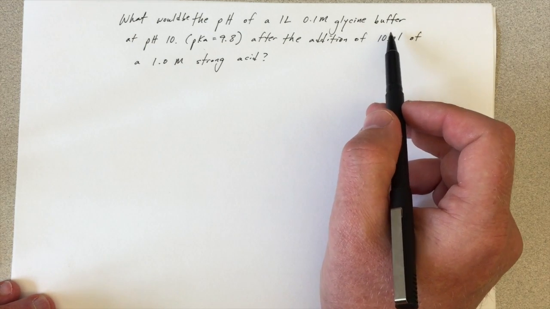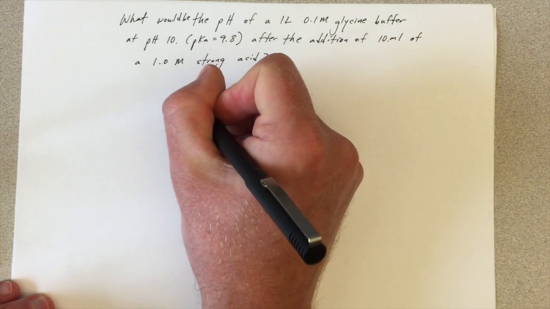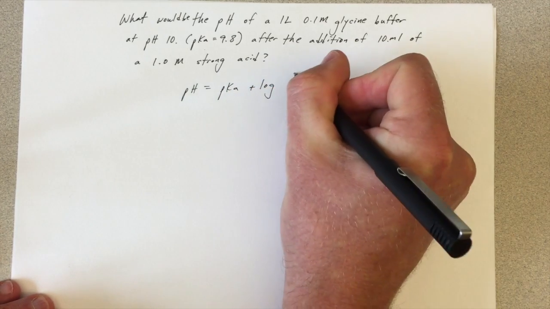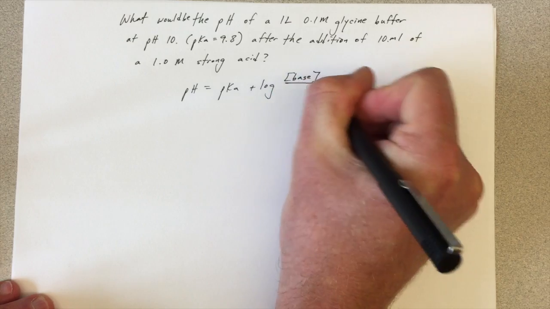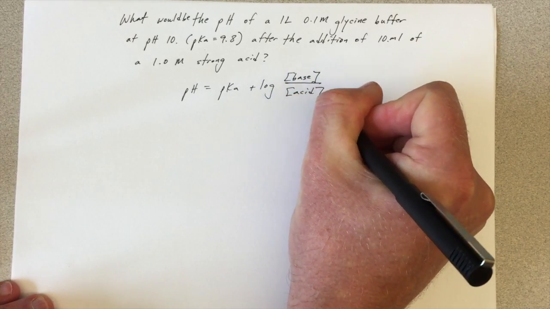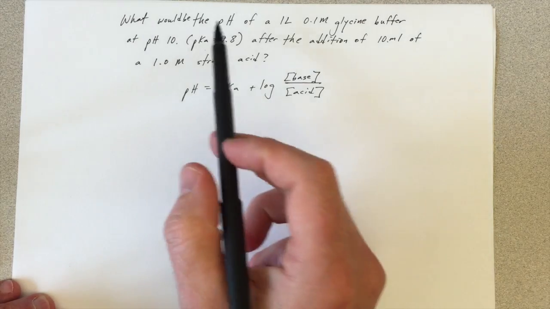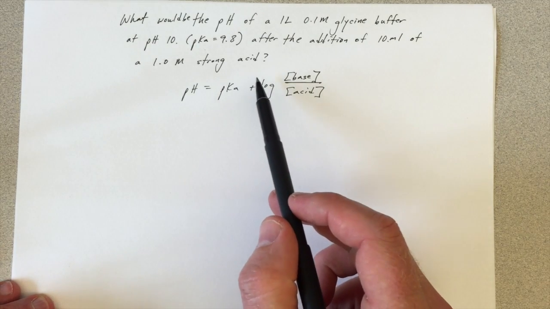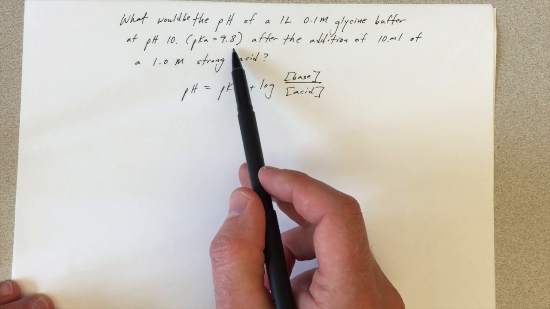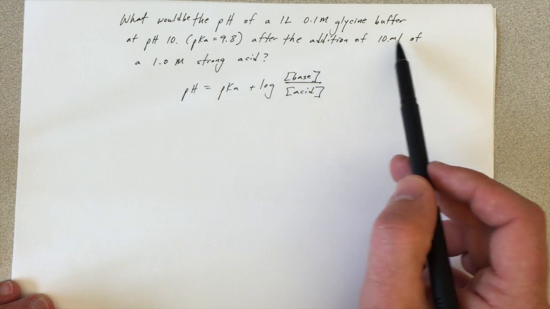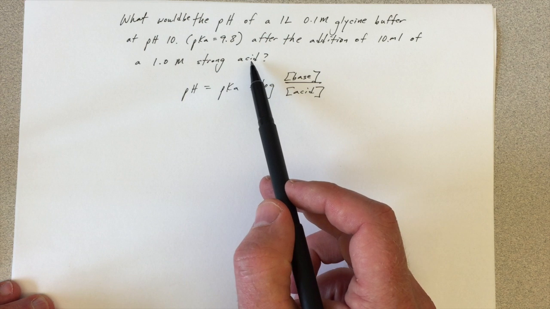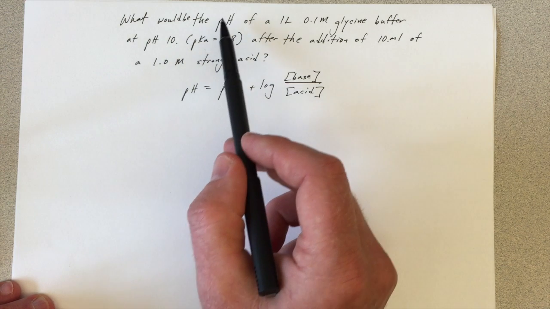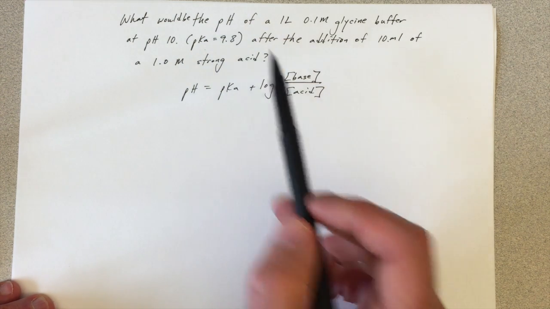It says the word buffer, and so I'm going to immediately write down the Henderson-Hasselbalch equation. And what I'm going to try to do on this problem is find out what I know and what I don't know. Now, it's weird. Do I know the pH or do I not know the pH? Well, it seems like there are two buffers in play. There's the original buffer, and then the new buffer that happens after I add the strong acid insult to it. I know the original pH of the uninsulted buffer. I don't know the pH of the buffer after the acid.